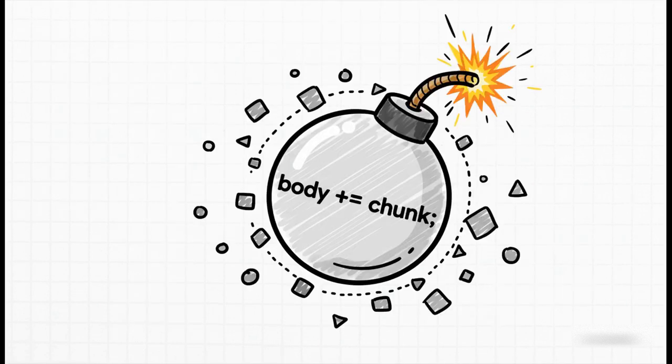And here it is. This is the villain of our story. This little line of code, you've probably seen it in a million tutorials, is basically a ticking time bomb. I mean, it looks so innocent, doesn't it? All you're doing is taking these little chunks of data as they come in and adding them to a variable. Simple. But what you're really doing is building a monster that's going to eat all your server's memory for breakfast.